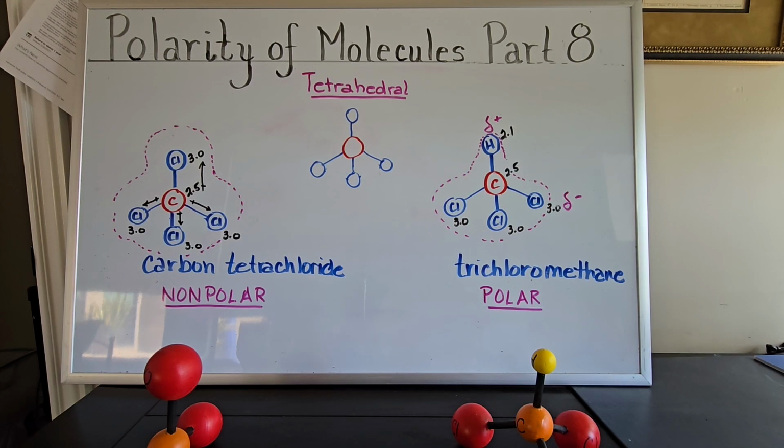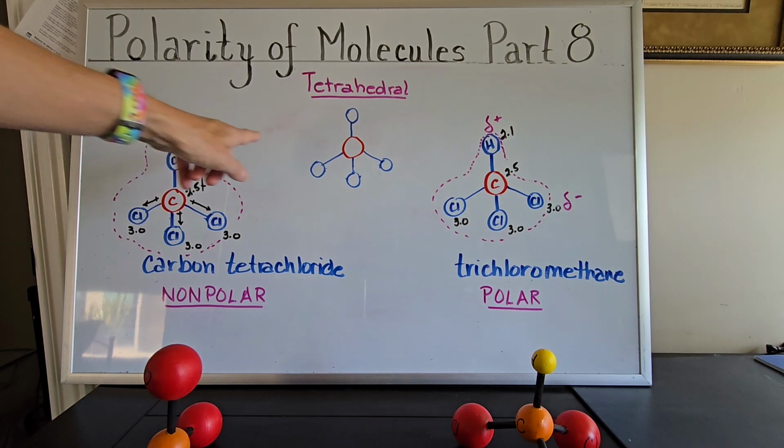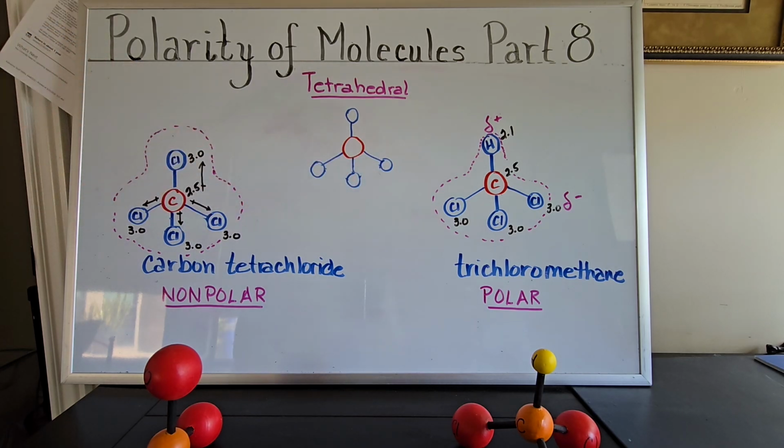Welcome to Polarity of Molecules, Part 8. You finally reached the end of this video. Congratulations. Tetrahedral is the last geometry we will look at. It has a central atom with 4 atoms bonded all the way around it. Remember, these atoms are equally spaced from one another, even though it looks like most of the molecules are on the bottom. Remember, it's in 3 dimensions.